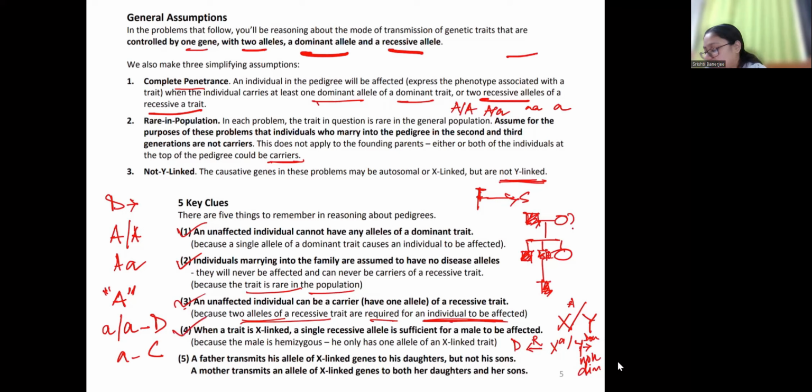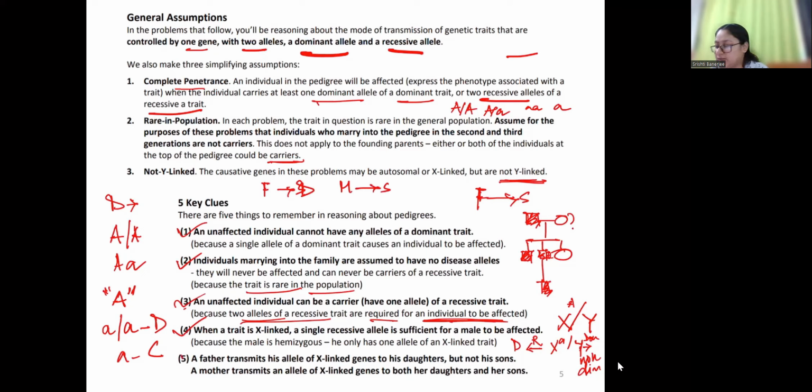That's the fourth trait. And what is the fifth one? A father transmits his allele of X-linked genes to his daughter, but not his son. So it generally happens in a crisscross way: father to daughter, mother to son, and again like that. It will never go father to son, because then it would be Y-linked. An X-linked disease will always be crisscross. So if I write it here, it will be mother to son, like this. It cannot go the opposite way.